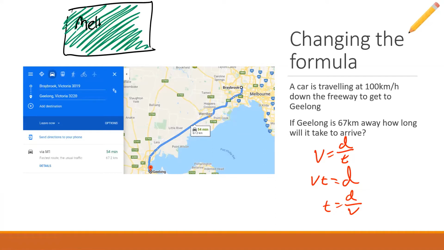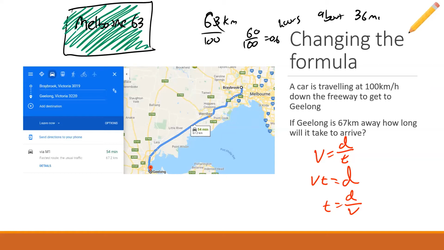Say Melbourne, and it would say, oh, Melbourne is 63 away. And so you go, okay, 63 kilometers. And then I would actually try to do my maths in my head. I'd say, well, 63 kilometers. We're going 100 kilometers an hour. Let's just call that 60 kilometers. So let's go 60 divided by 100. And that's about 0.6 hours. That's about 36 minutes-ish. And then I would see if it took about 36 minutes.